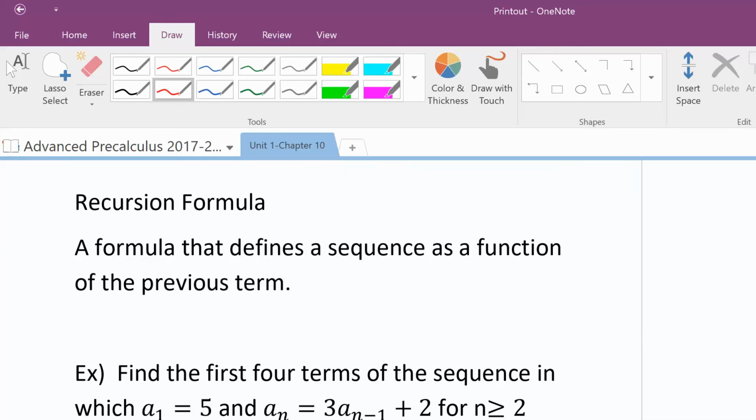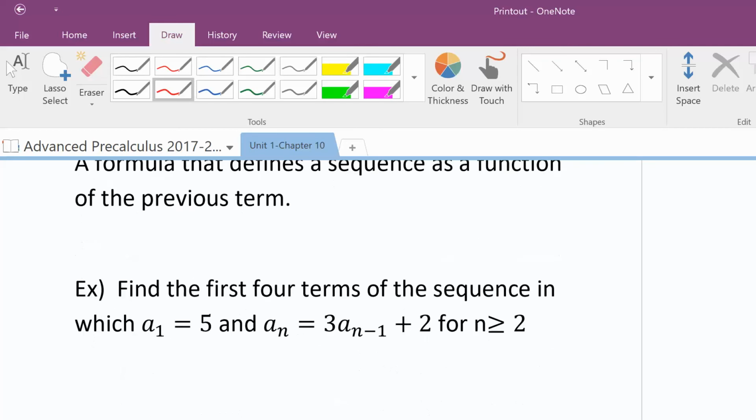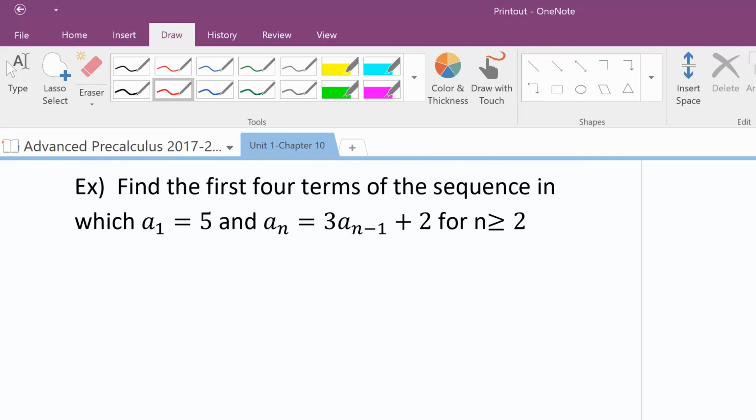A recursion formula is a formula that defines a sequence as a function of the previous term. So for example, here you want to find the first 4 terms of the sequence, and n is once again the number of the term, so it gives you the first term. So to find the second term, you're going to put the 2 in here, so that means you're going to take 3 times the first term plus 2. Well, the first term is 5 plus 2. So 3 times 5 is 15, plus 2 is 17.